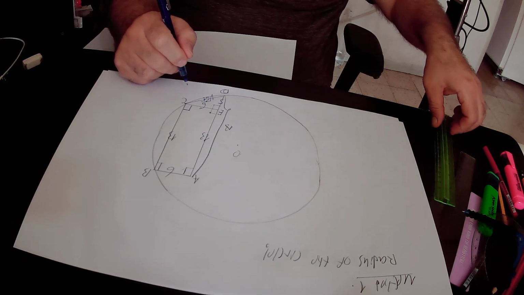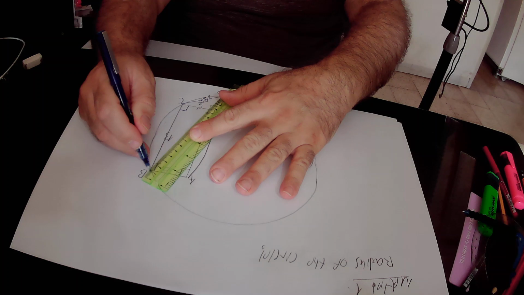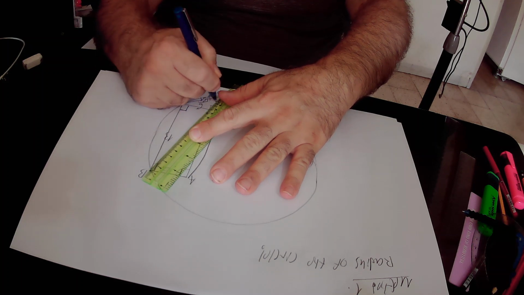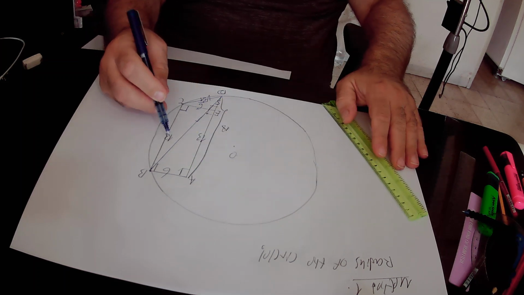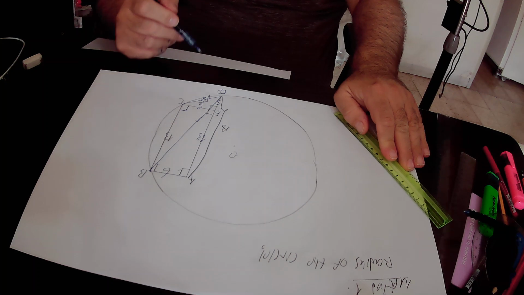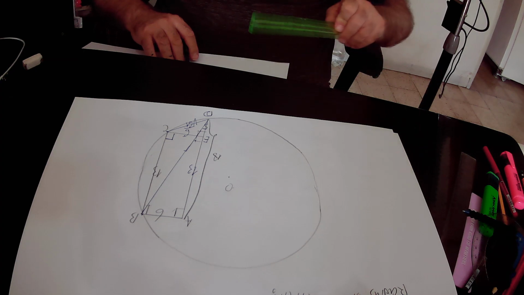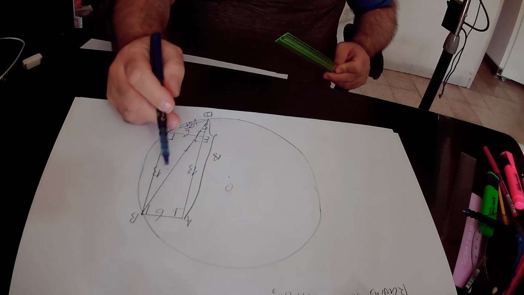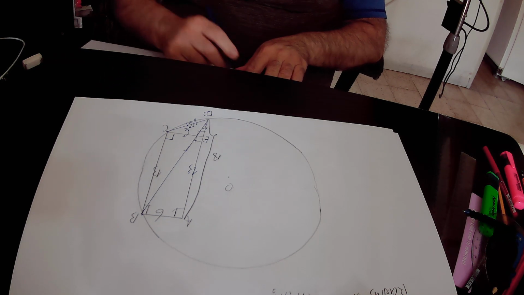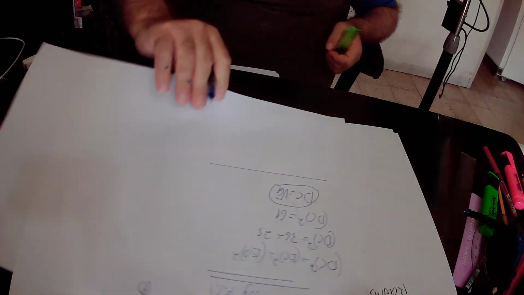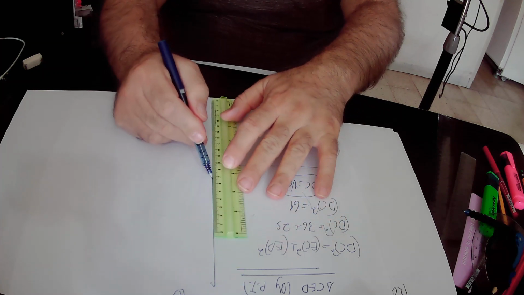In the next step, we will join points B and D together by a straight line. By joining points B and D, we created the right triangle ABD. So we will implement the Pythagoras theorem on the right triangle ABD.